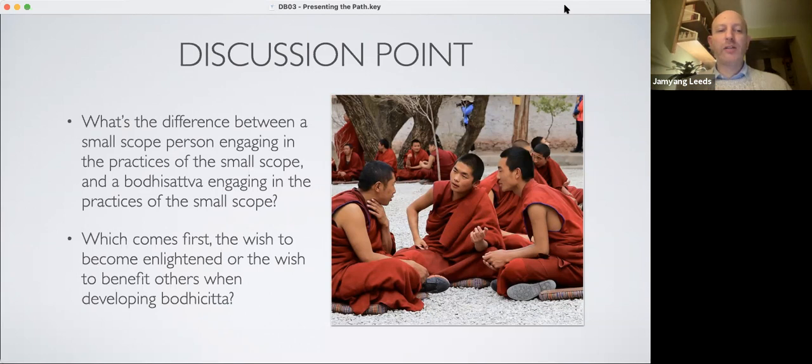And the second question, if you feel like skipping the first one and going straight to the second one: which comes first, the wish to become enlightened or the wish to benefit others, when you're developing bodhicitta? That's referring to those 2 aspirations, those 2 mental factors, that make up the mind of bodhicitta. Which one comes first? That is your question, if you choose to accept.